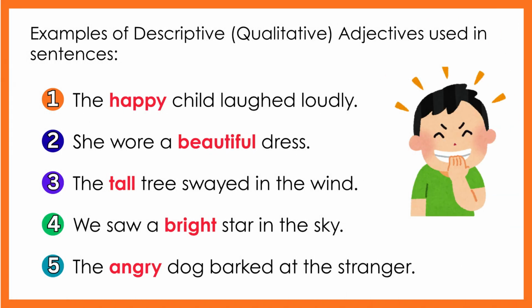Examples of descriptive or qualitative adjectives used in sentences. The happy child laughed loudly. She wore a beautiful dress. The tall tree swayed in the wind. We saw a bright star in the sky. The angry dog barked at the stranger.